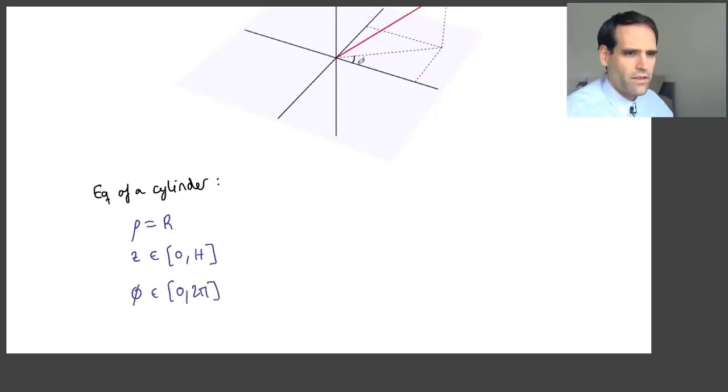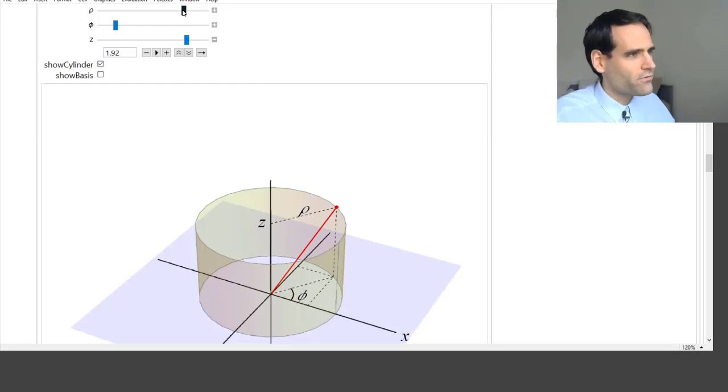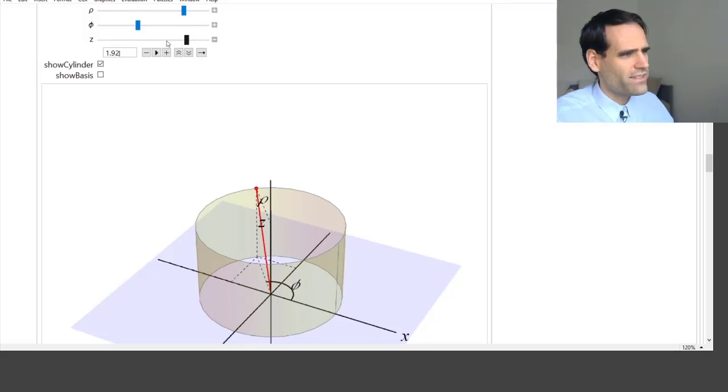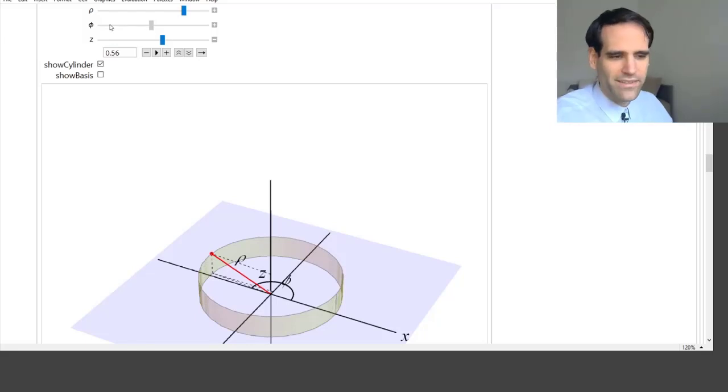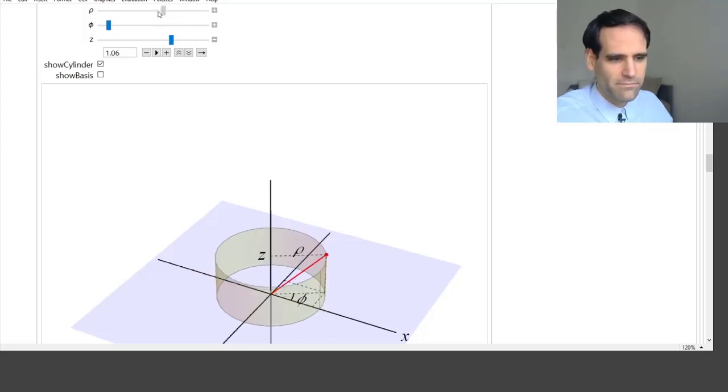And to see how this would indeed represent a cylinder, I can activate a cylinder here. If you fix rho, which is the top slider here, and now I change the other two sliders, I'm just moving along the surface of this cylinder. Either by changing z or by changing phi, I'm just moving along the surface of this cylinder. But I am always contained within the cylinder. The cylinder only changes if I decide to change the slider for rho. If I change rho, this changes the radius of the cylinder.